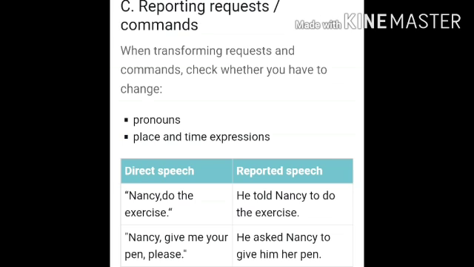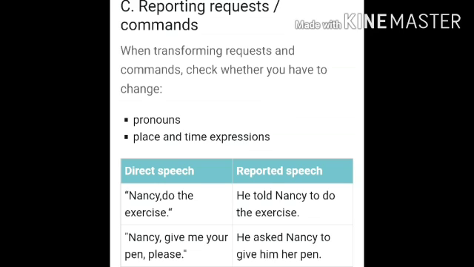Look at the third type of sentence, reporting commands. And transforming it, check whether you have to change the pronouns, place and time expressions. Look at the example, Nancy, do the exercise. He told Nancy to do the exercise. You should use to there. Nancy, give me your pen, please. He asked Nancy to give him her pen.